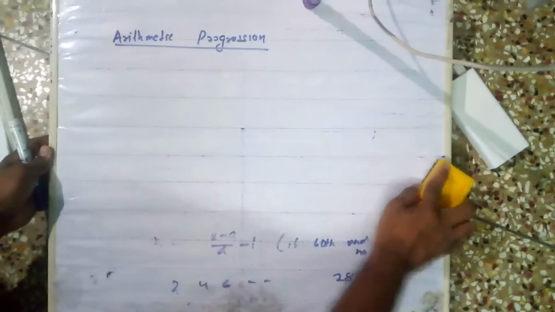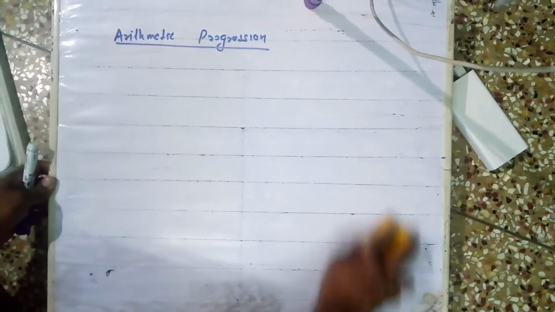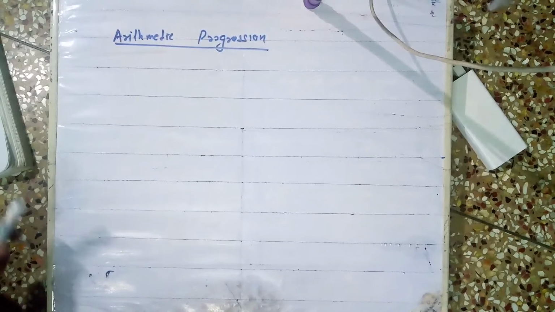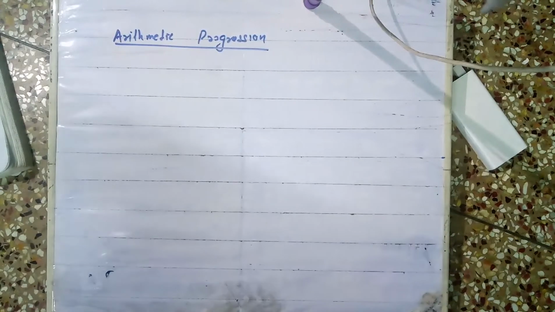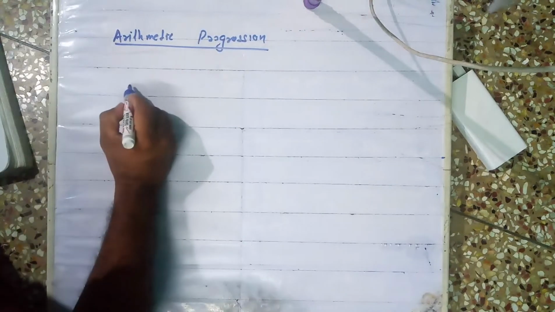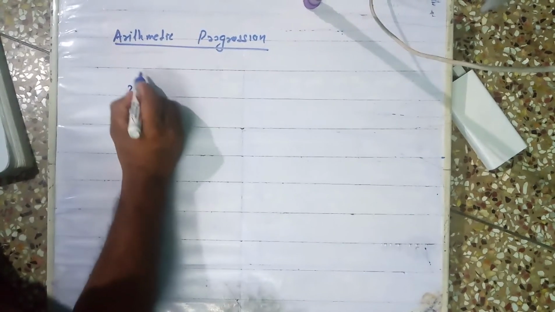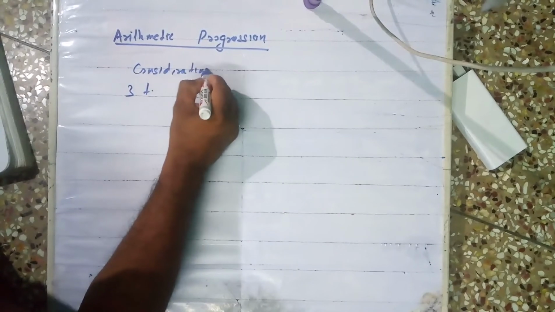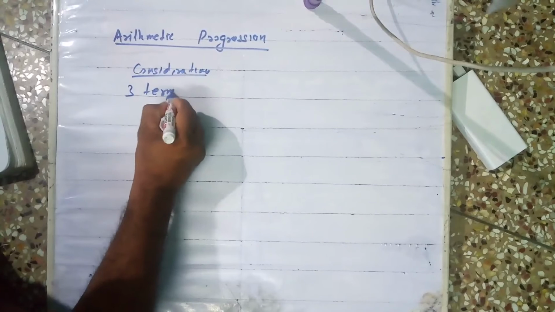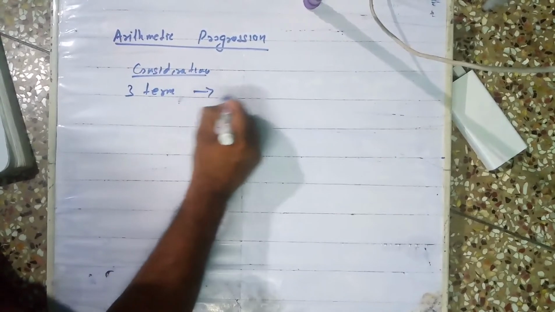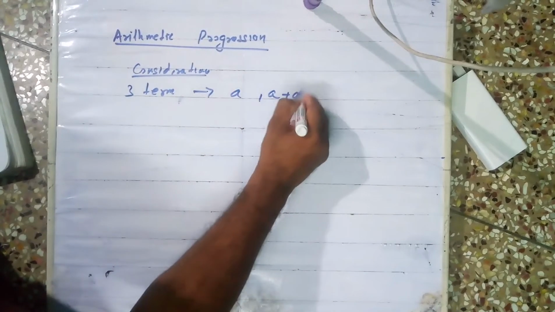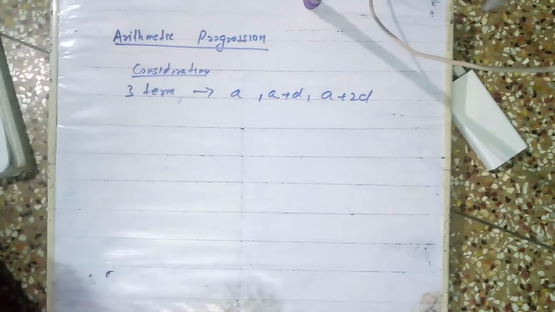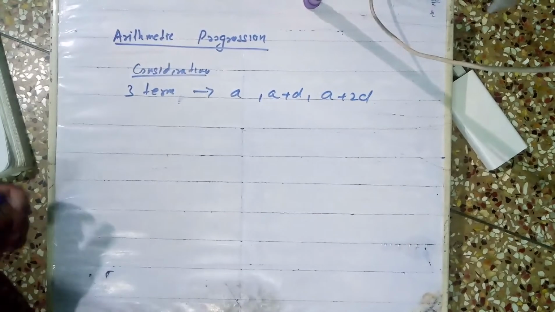Now sometimes the question will come where the terms of an AP are given, 3 terms or 4 terms of an AP. How will you write them? Suppose 3 terms, you have to consider. Generally you will consider like that: A, A plus D, A plus 2D. I said 3 terms means you may take like this. Yes or no?